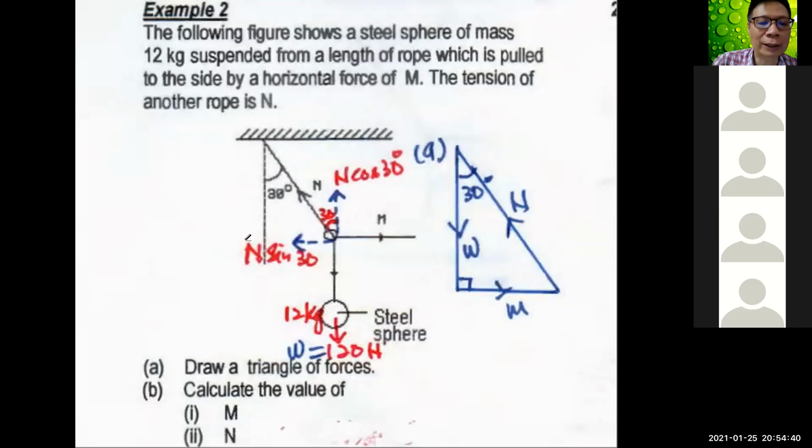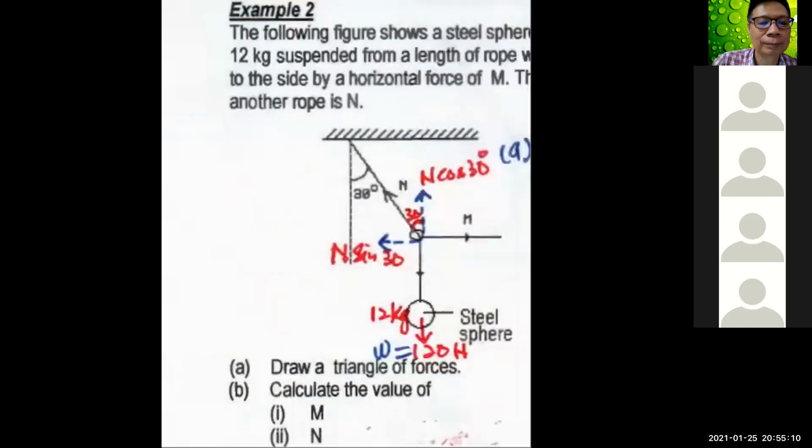So what we do is like this: the opposite one, I think I take this one, easier. Going up is the same as going down. This one going up is N cos 30. Going down is 120. So these two must be the same. So N cos 30 equals 120. So you can calculate. So what is the value? So you get this answer.